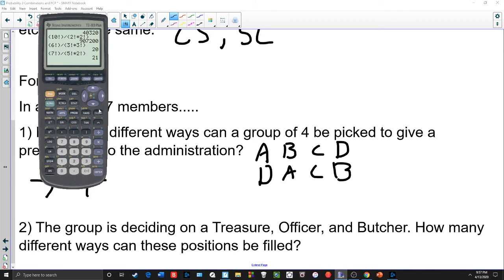So in your calculator, you can actually do that with the notation here. So 7, math, go over to probability, there's your nCr, choose 4, and you get 35.